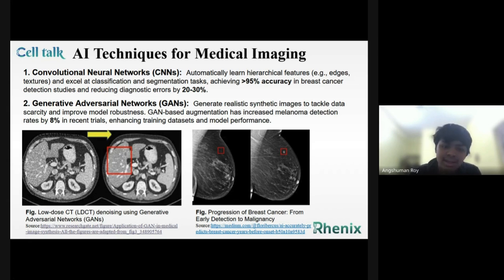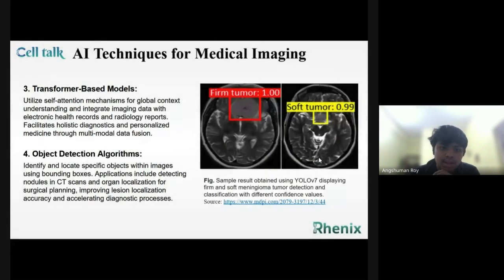Now, here we have another image showing the progression of breast cancer from early detection to malignancy. AI tools trained over time series of datasets from earlier diseases and how they progress can help in early detection of multiple diseases, which can be missed very easily by clinical professionals and doctors. Then the advent of transformer-based models showed how we can mix multiple modalities with imaging to get better performance.